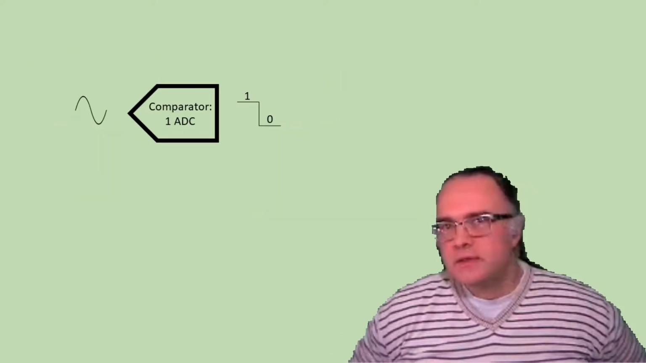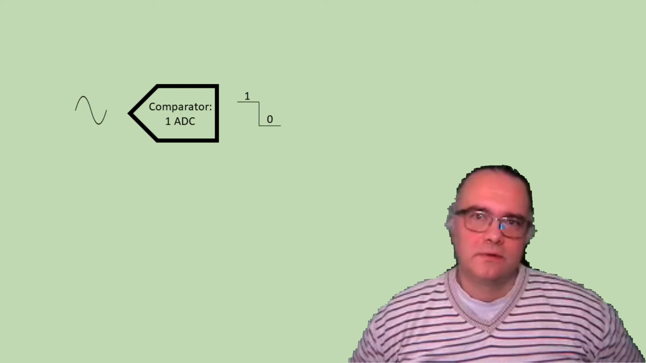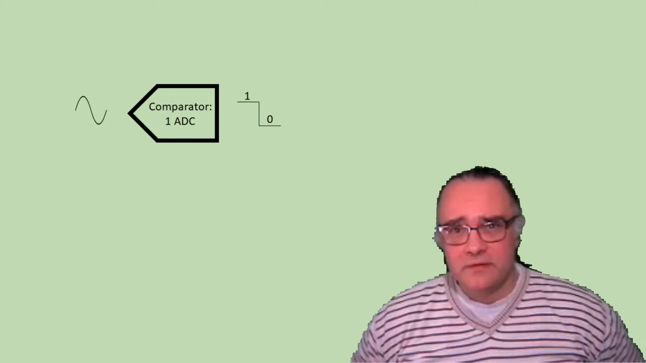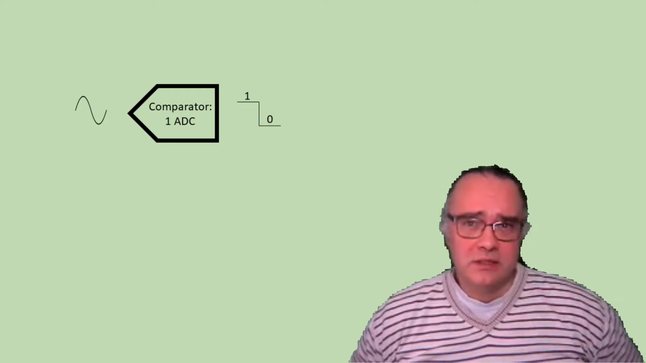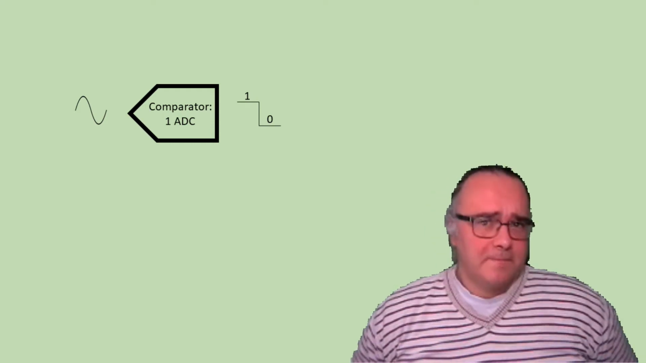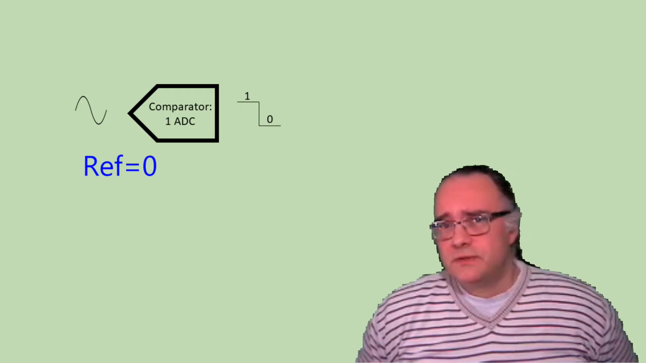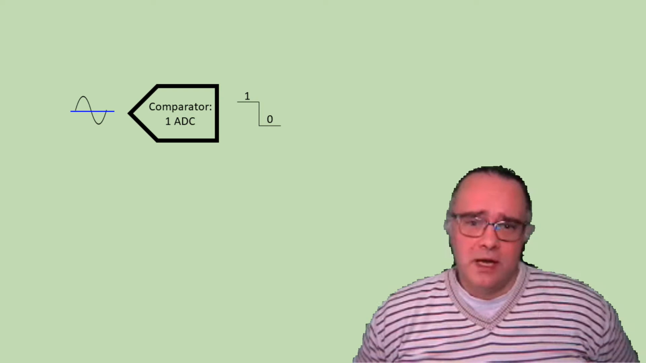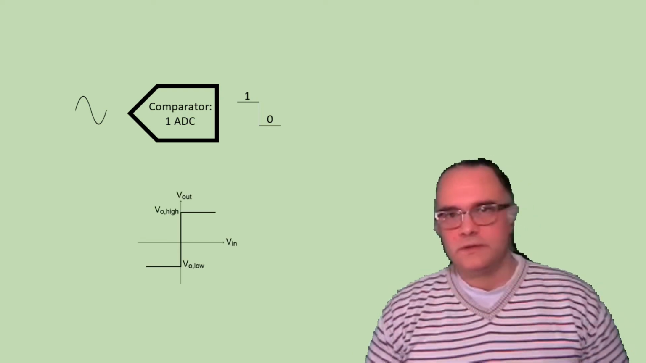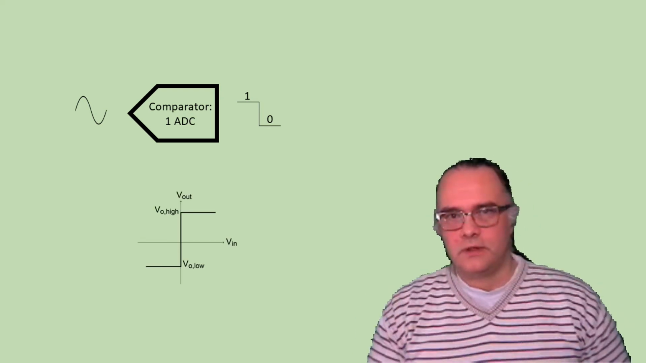A comparator is a single-bit analog-to-digital converter. It compares a signal against a reference and it outputs single-bit information about which is bigger. The simplest case is when the reference is 0. Then we compare the signal against 0 and we say either it's positive or negative. You can draw a simple characteristic of the comparator as shown in the graph.